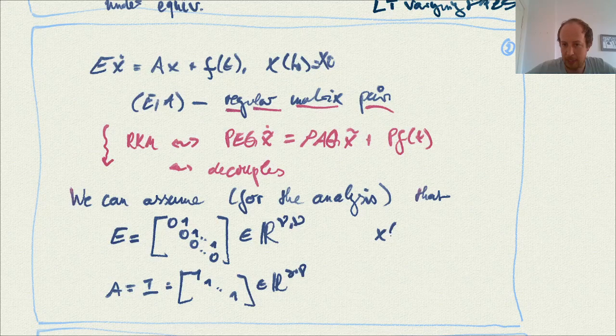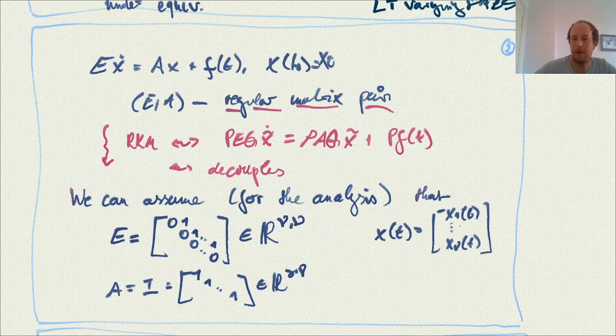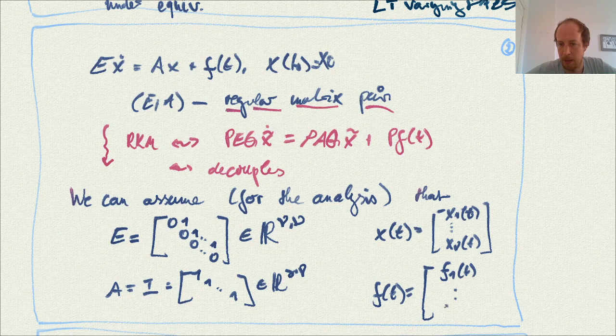And then we will assume that x of t is given as x1 to x nu of t. I hope if we have a t with the x, then this subscript makes clear that it's a component of the solution. What else do we have? f of t as well is a function with nu components, so there's f1 of t up to f nu of t. All right, so we can assume that the DAE is given in this particular form.